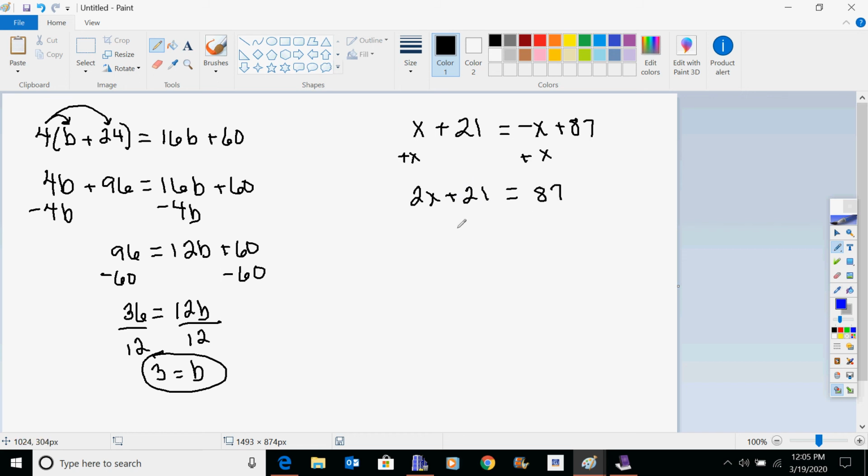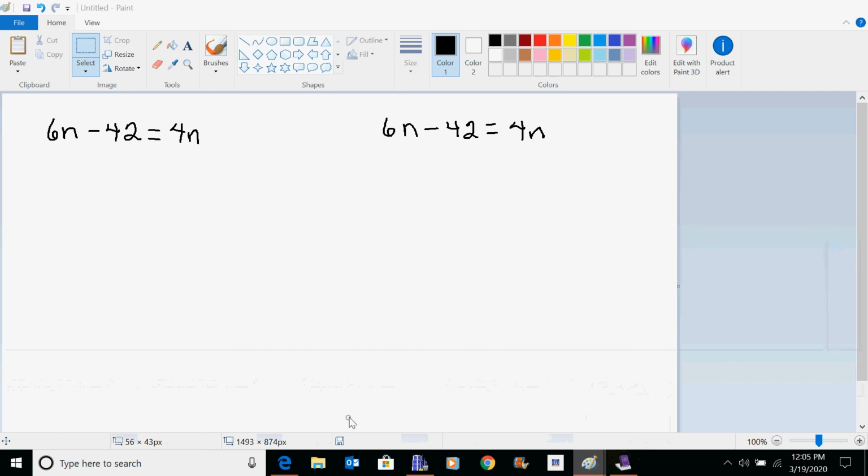Equals 87, and then you need to take away your 21. So this would give you 66, so 2x being 66. Don't forget to divide to undo multiplication, and that will give you 33. Showing steps is important, just to keep yourself doing one step at a time.